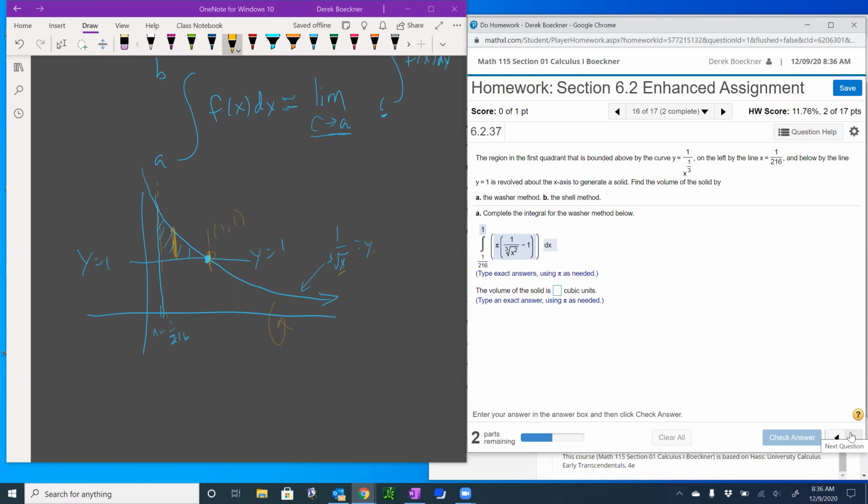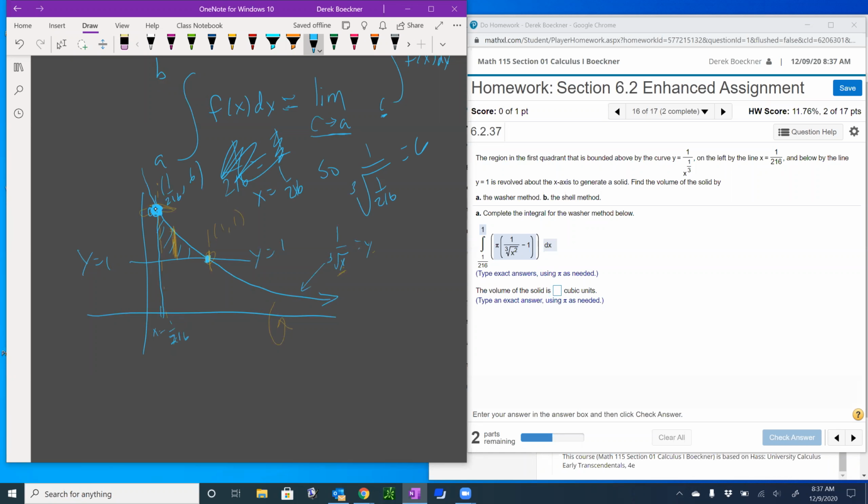I'm not going to do that part, but yeah, you have to find this point to figure out where they start and stop. Up here, I need this other point, right? And so x is 1 over 216. So 1 over the cube root of 1 over 216, that's equal to 6. So this is at (1 over 216, 6).